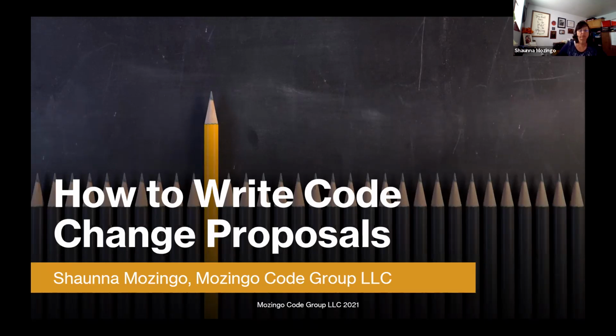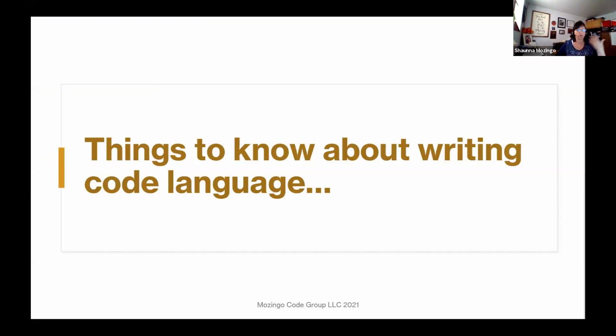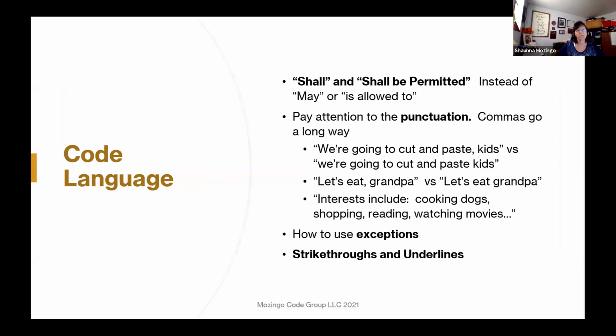So just quickly, what do you need to do, things that you need to know about just writing code language. There's permissive language and there's formal language. We try to use the words shall or shall be permitted instead of you may do this or you're allowed to do this. That's very permissive language. It's not very formal language. So those are some things to keep in mind when you're writing actual language.